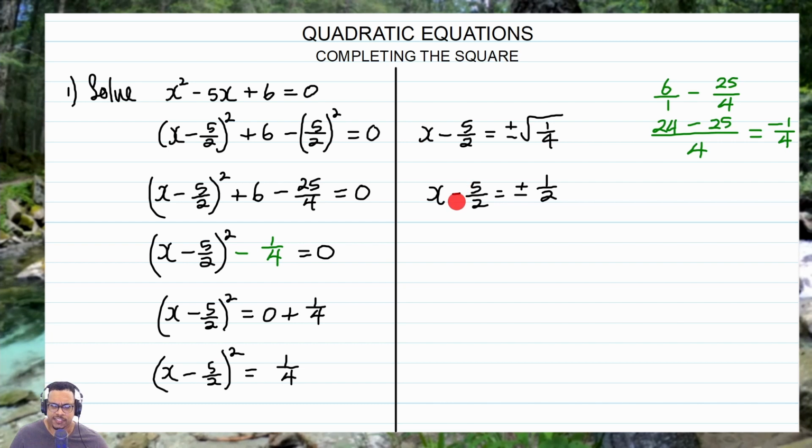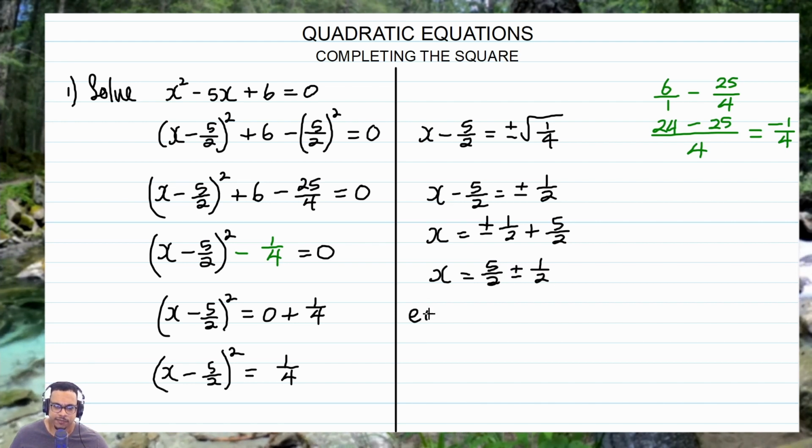Now I'll transfer this negative 5 over 2 across the equal sign, and the sign in front of it will change from negative to positive. So I'll have x is equal to plus or minus a half plus 5 over 2. The preferred way to write this would be to put this positive 5 over 2 in front of the plus or minus a half. So I'll write x is equal to 5 over 2 plus or minus a half.